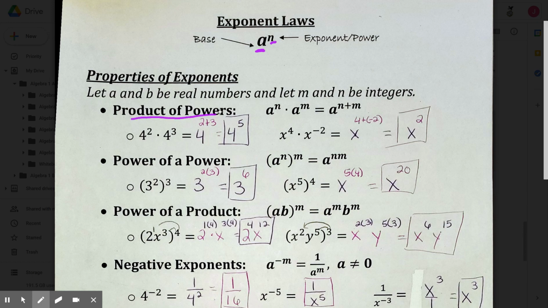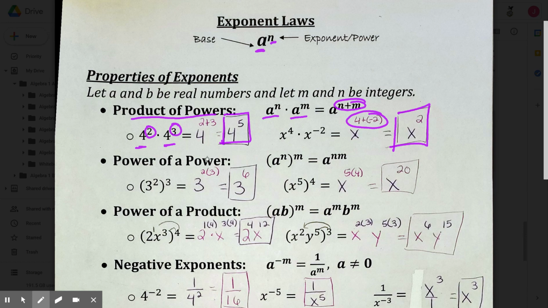The product of a power. That means when you multiply and it's the same base, you can add your exponents. So when I'm multiplying both of these fours, my exponents, I'm going to add them together. So 2 plus 3 gives us 5. So 4 to the fifth. Again, I'm going to add 4 plus negative 2 because I have the same base. That gives us 2. So it's x to the second power.